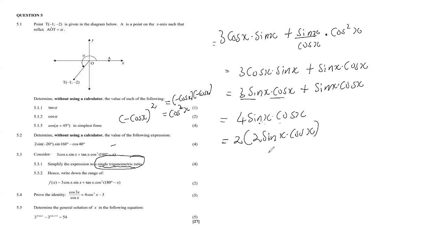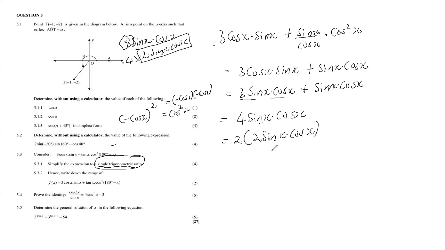So always have that manipulation in mind, right? They do it most of the time. They can even give you something like this. You need to know how to manipulate this. Just write the 8 in terms of 4 times 2, right? And then just like that, you can see that you have produced the double angle for sine.